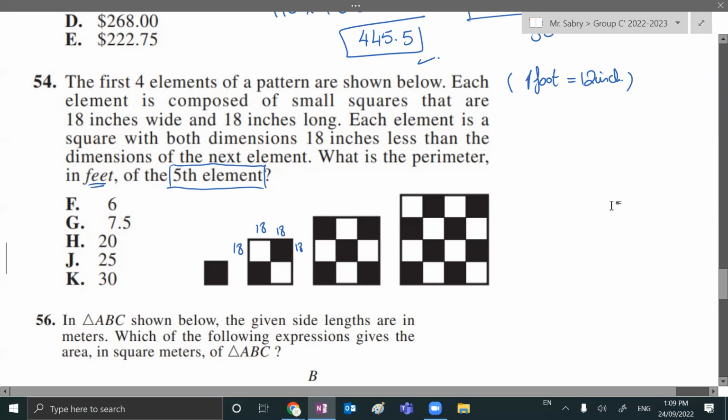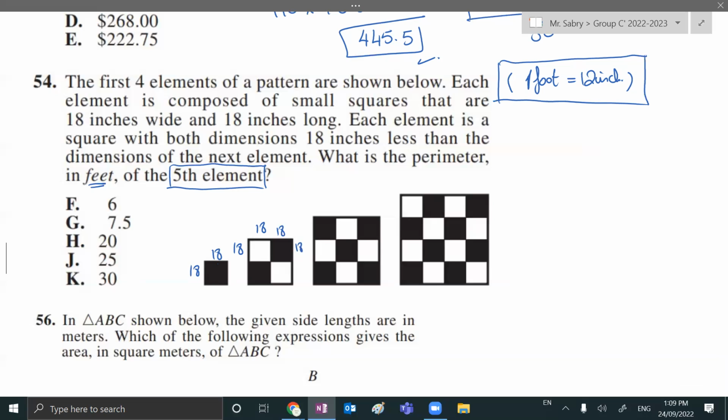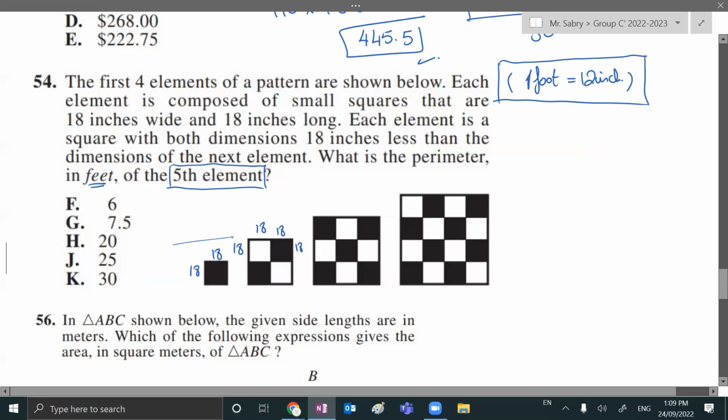So again, in this question, assume that you're already given that 1 foot is equivalent to 12 inches. Now, let's think of the question. Mainly, I have one tiny square like this one. It consists of 18 inches by 18 inches. And then when they add the next square, as you can see, they add 18 on each side. So each side of the square will increase by 18. So what's the parameter? Can someone tell me what's the parameter of this? Anyone?